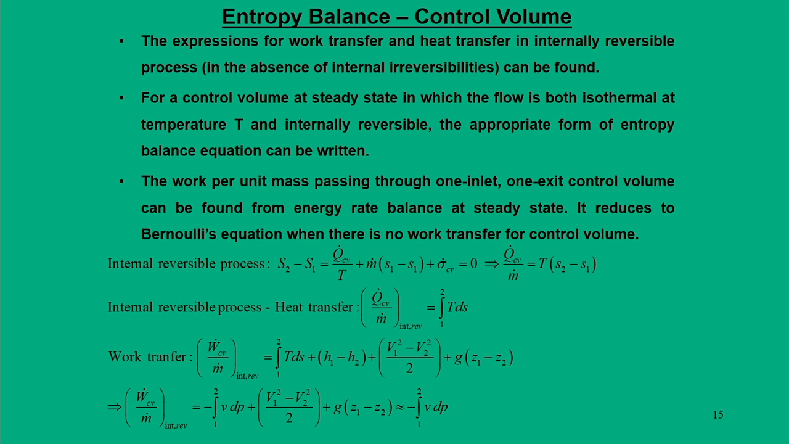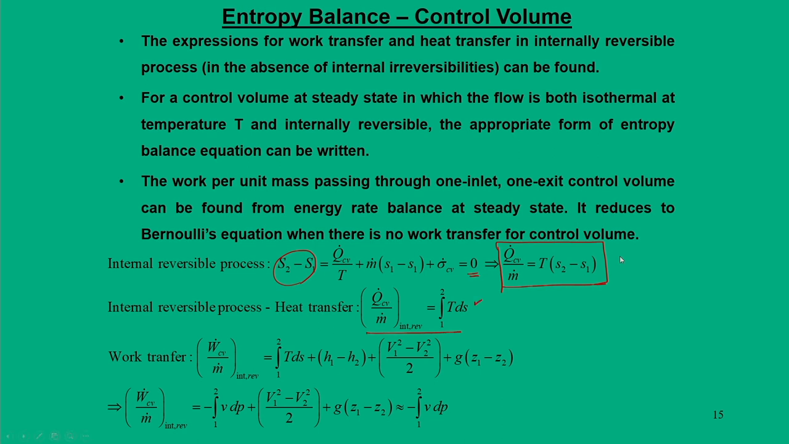Okay. Now, another aspect of entropy balance for the control volume is to elaborate the expressions of work transfer and heat transfer for the internal reversible processes. And when you say internal reversible processes, it means the internal irreversibilities are absent. So, for an internal reversible process, this entropy production is 0. So, we start with the first basic expression Q dot CV by m dot is equal to integral of T dS, from S1 to S2.